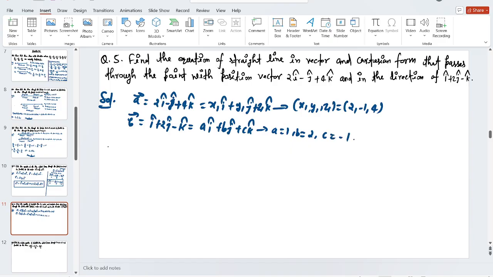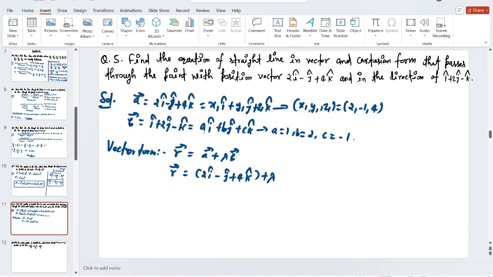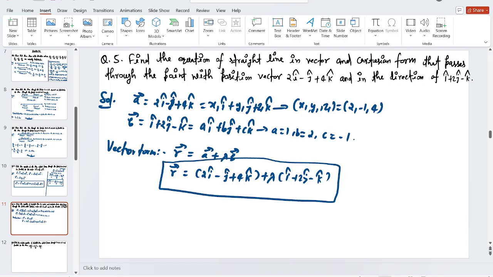So what is its vector form? The vector form is vector r equal to vector a plus lambda times vector b. So using this here you get the answer. Vector a equal to what? Vector a here is 2i cap minus j cap plus 4k cap. Okay, plus lambda times vector b, which is i cap plus 2j cap minus k cap. This is the vector form. I hope it is clear to you.